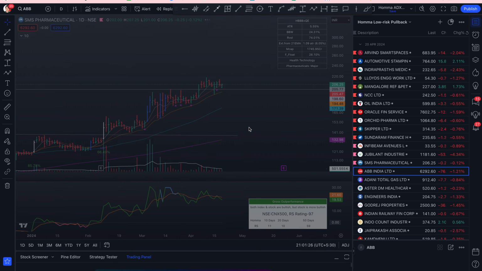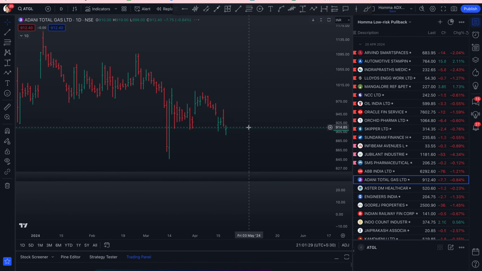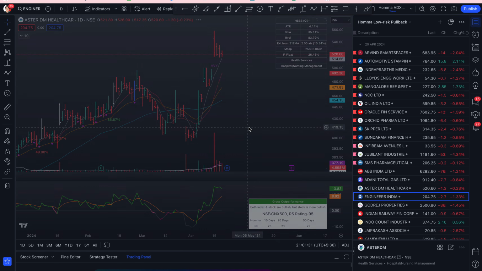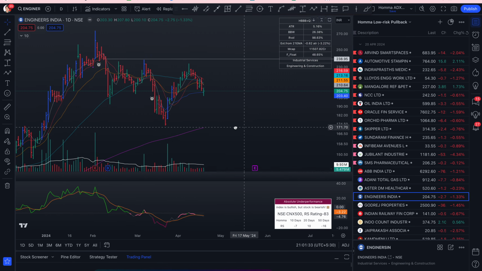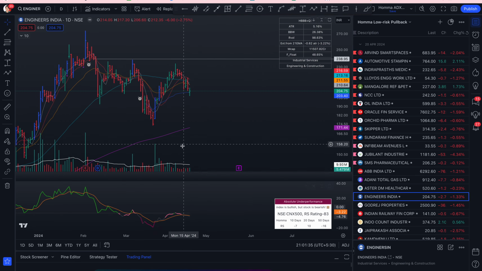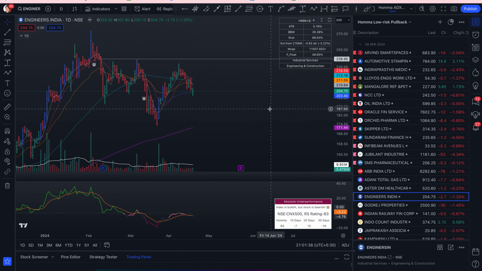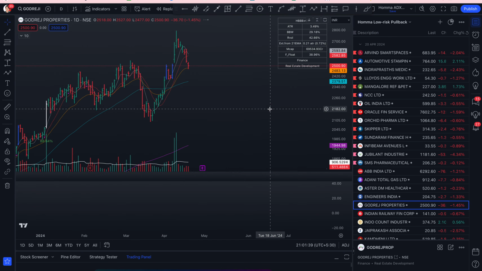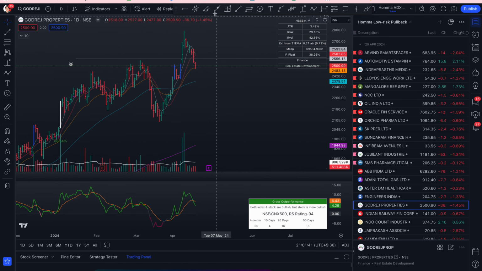Pink, you know. So ABB we've already gone through. Adani, we don't look at, not this. Engineers India, this is a good one, but still it's not ready because relative strength is not very strong. Okay, Godrej. Hey Kunal.